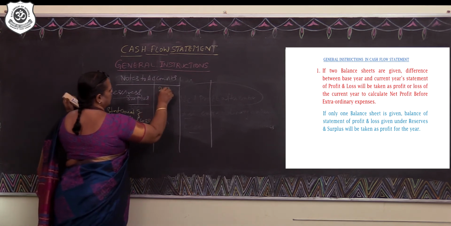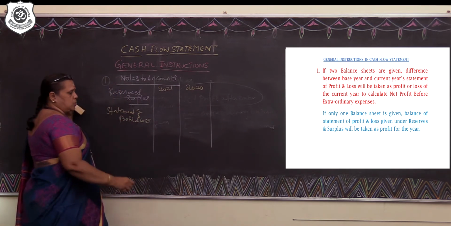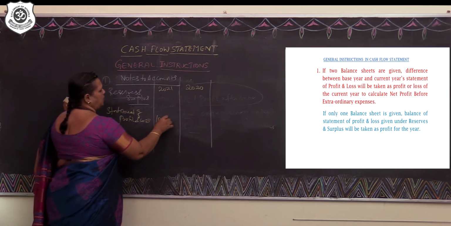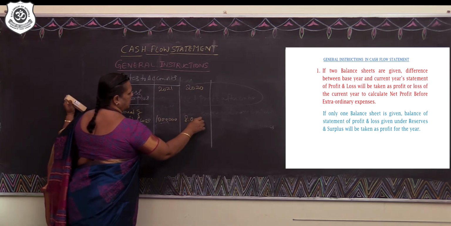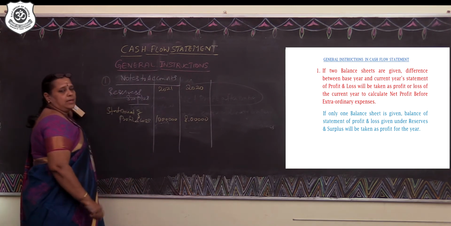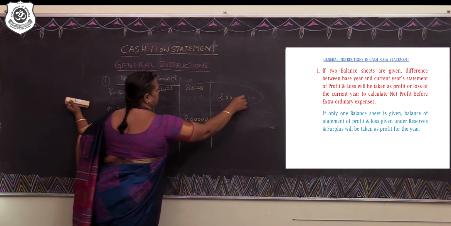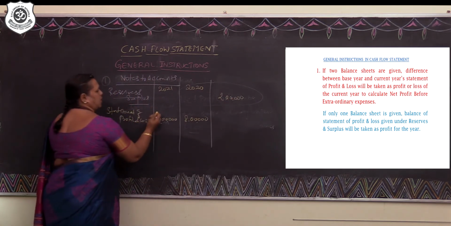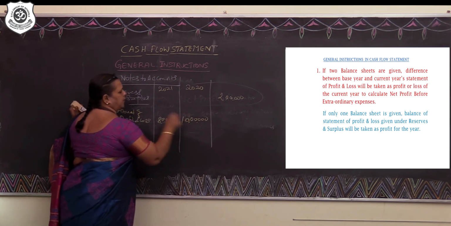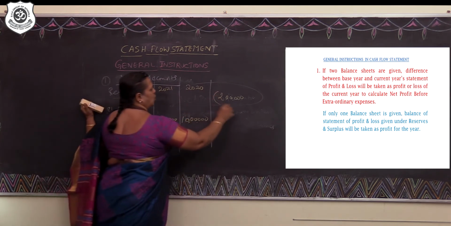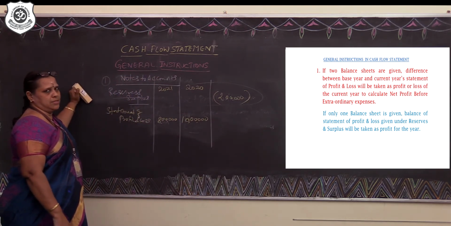This is 2021. This is 2020. So, current year's profit, assume it is 10 lakh and base year's profit is say 8 lakh. In that case, profit for the year happens to be 2 lakh rupees. Suppose current year's profit is 8 lakhs and base year's profit is 10 lakh. There is a loss of 2 lakhs.